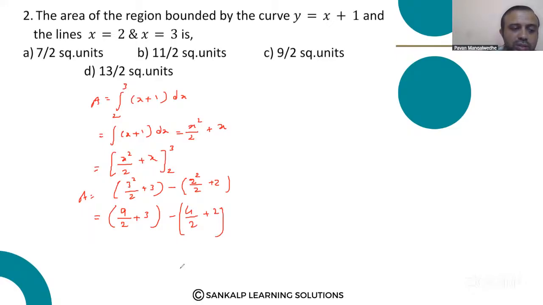On solving this, 2 into 3 is 6, 6 plus 9 is 15, so it is 15 by 2 minus, 2 into 4 is 8, and 15 minus 8 is 7 by 2. So 7 by 2 is the answer. The correct answer is option A, that is 7 by 2. Go to the next question.